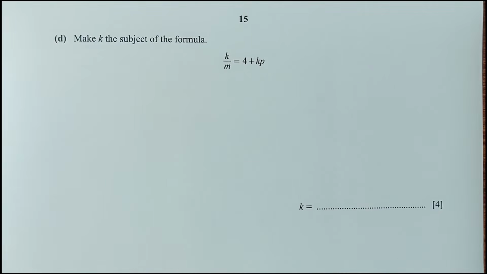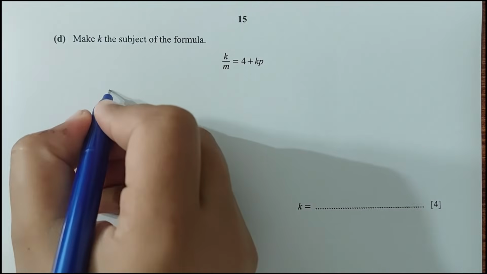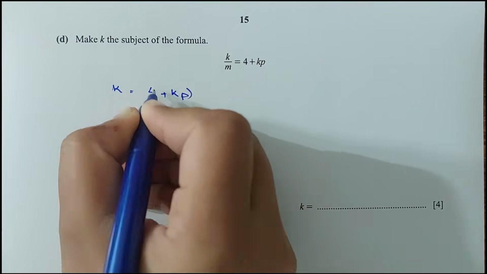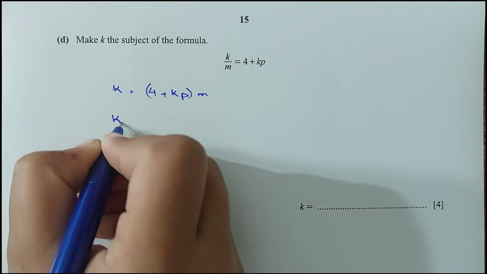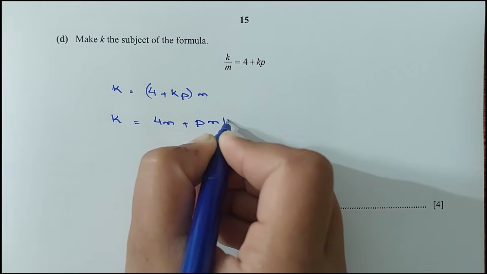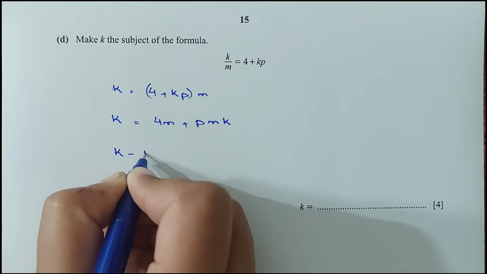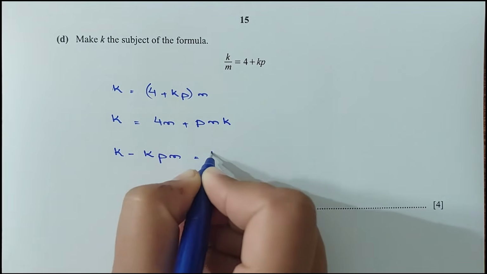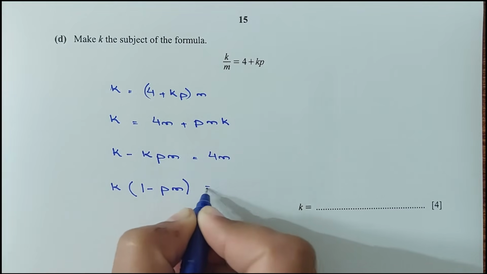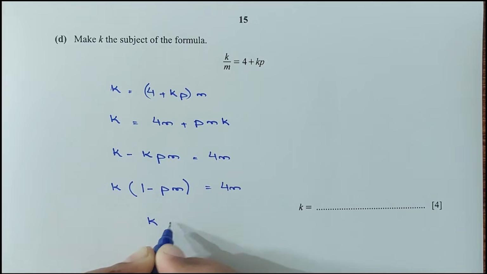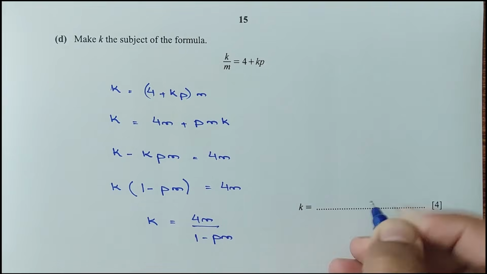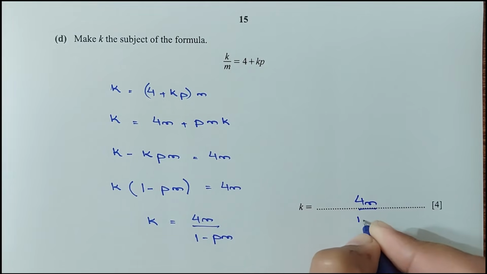Now for part D, make k the subject of the formula, right? So k is equal to 4 plus kPM, cross multiplication. K equals 4M plus PMK. Combining the K terms, K minus KPM is equal to 4M. K is common, K times 1 minus PM equals 4M. So K should be equal to 4M divided by 1 minus PM. 4M over 1 minus PM.